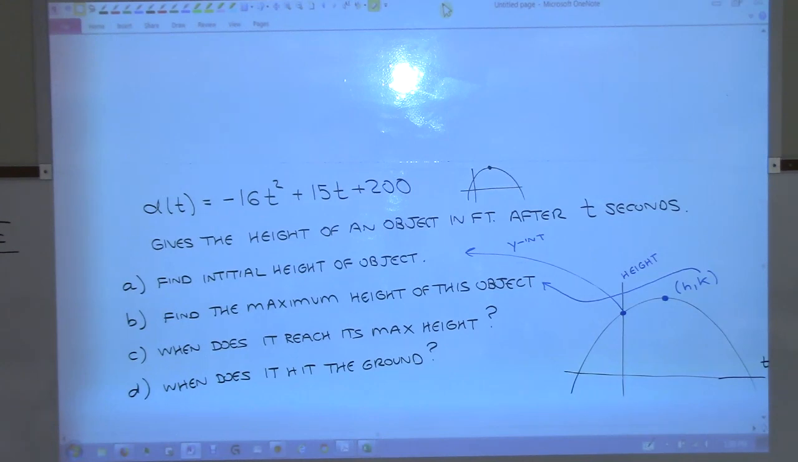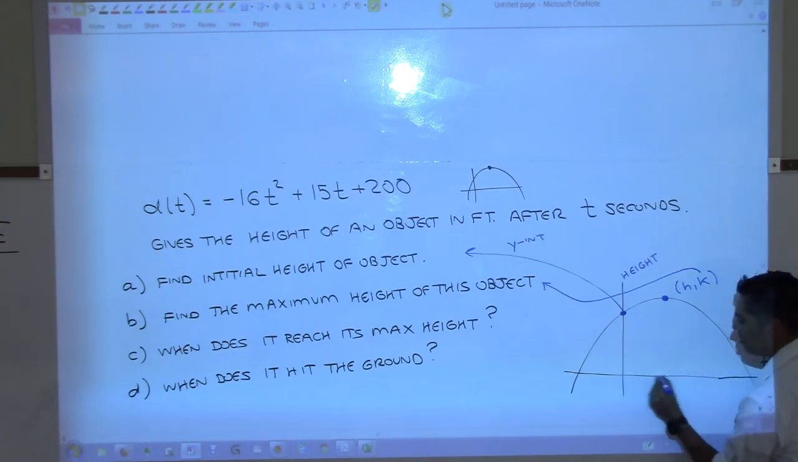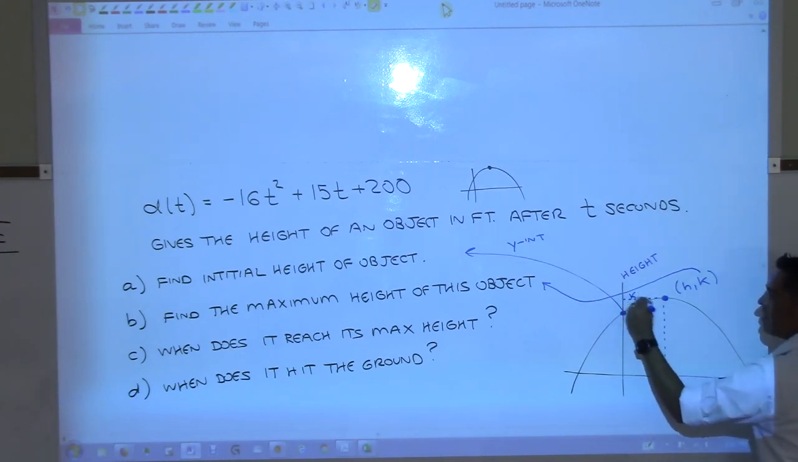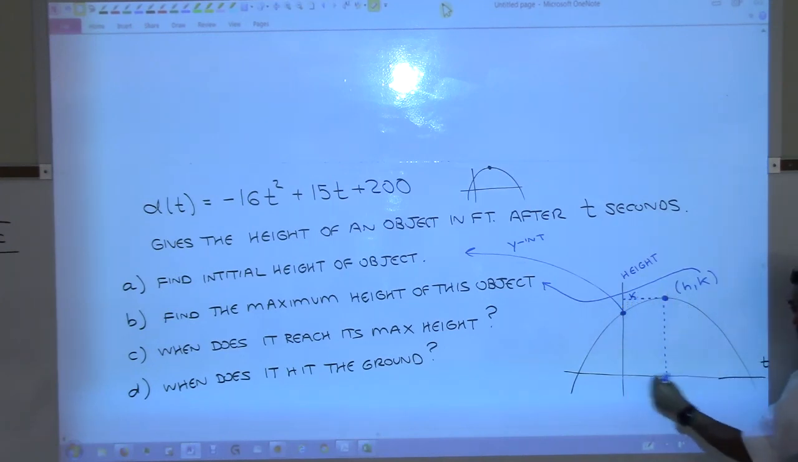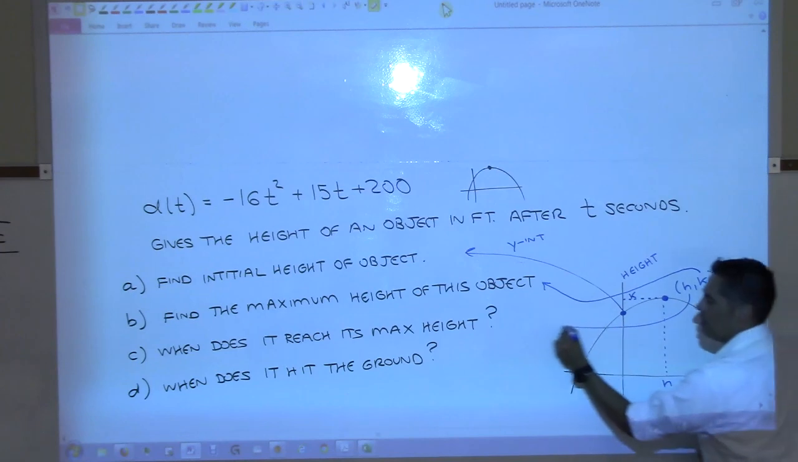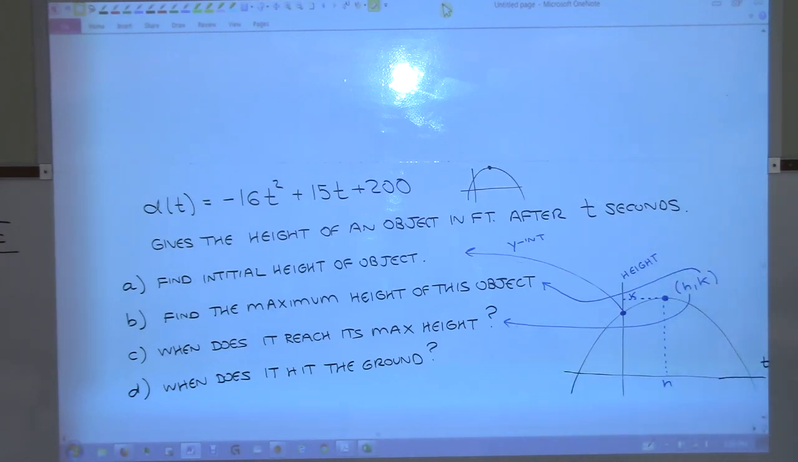Christian? What are they asking for in part C? Yeah, there's a certain time at which we would reach the maximum height. This right here is k, that's how far off the ground you are. This right here is how far you go out this way, which would be the h. So the h is a time and the k is a height. In part C, they ask, when does it reach that maximum height? They're asking for the h. Do y'all see this?